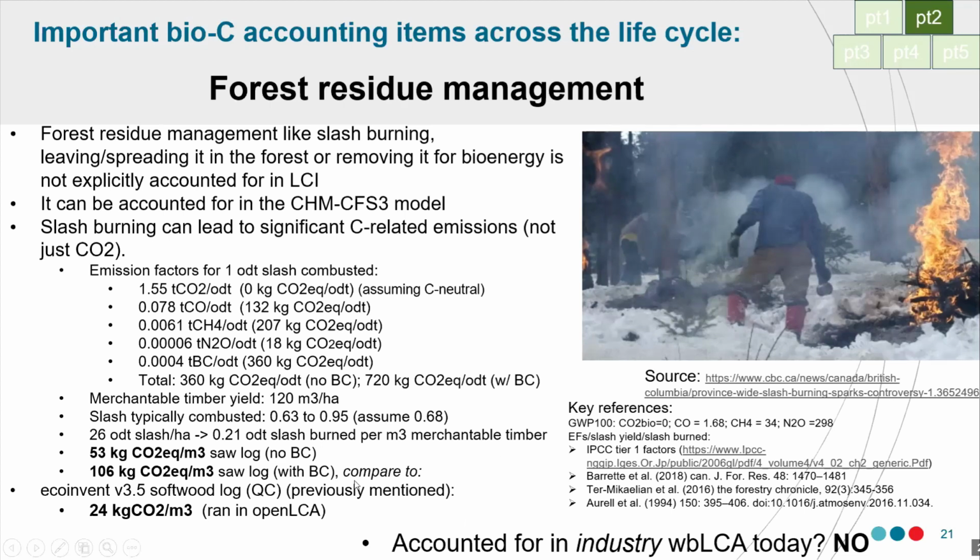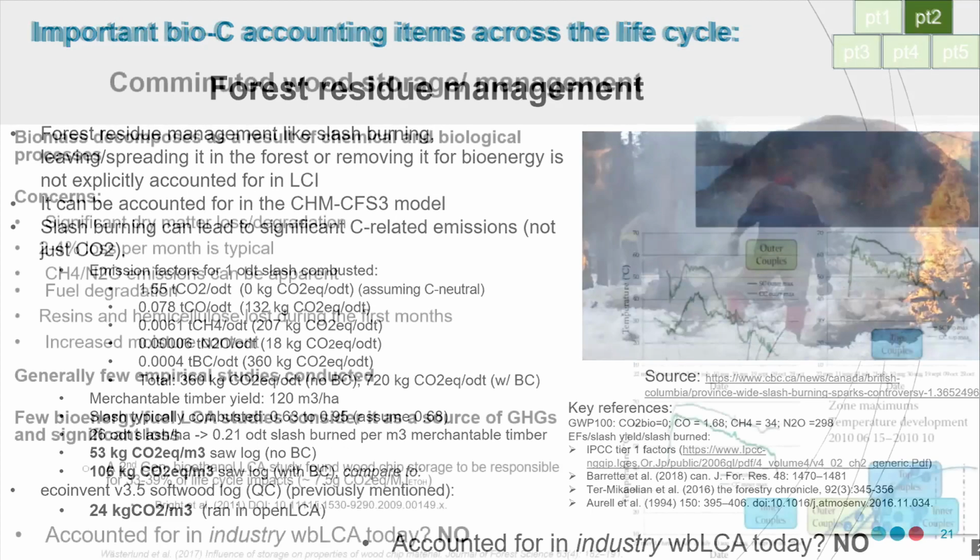Just comparing to that initial data set I showed for Quebec on ecoinvent, the impact to produce a cubic meter of merchantable timber saw log at the forest road is about 24 kilograms CO2 equivalent. But when you look at these effects from slash burning, they can actually dwarf it by quite a bit. So it's an interesting consideration. Of course, slash burning has a purpose. It's supposed to be a fire protection approach. But there are key trade-offs to look at, so it's worth exploring these effects in a little more detail, I think.